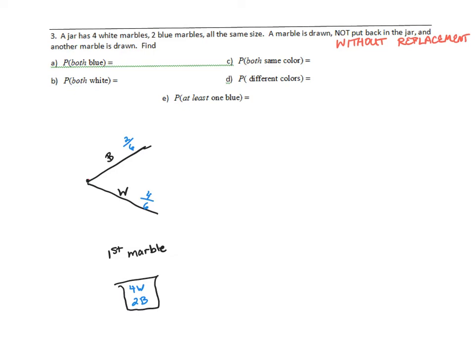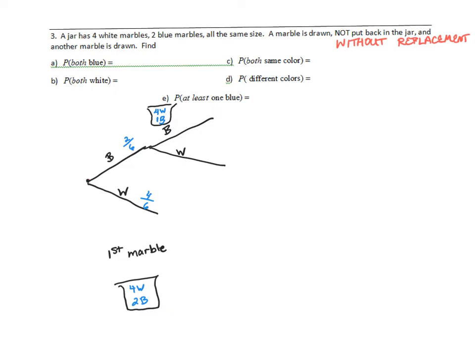But suppose we picked a blue marble first. Then I could still pick a blue or a white again. But let's think about this. If the first marble is blue and we don't put it back, our jar would look like this. We have 4 white and 1 less blue marble. That would be 1 blue, because the first one's already blue.